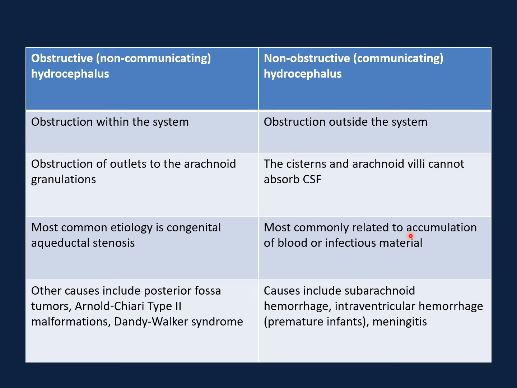Why? Commonly because of accumulation of blood or infectious material. The common causes of that: subarachnoid hemorrhage, intraventricular hemorrhage like in preterm infants, and meningitis. A common etiology of obstructive hydrocephalus is congenital aqueductal stenosis. Other causes like a mass, for example posterior fossa tumor, Arnold-Chiari type 2, and Dandy-Walker syndrome.